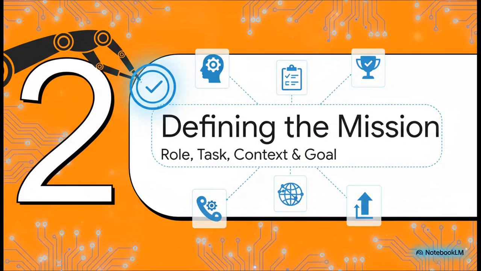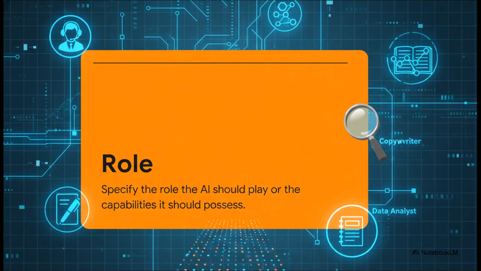The first 4 elements, role, task, context, and goal, are all about one thing: giving the AI a crystal clear mission. Seriously, if you nail this part, you are like 80% of the way to a perfect result. You're telling the AI exactly who to be, what to do, what it needs to know, and what a win looks like. So first up is role.